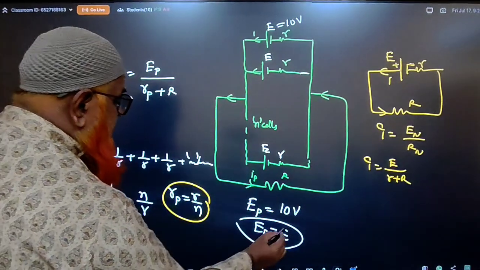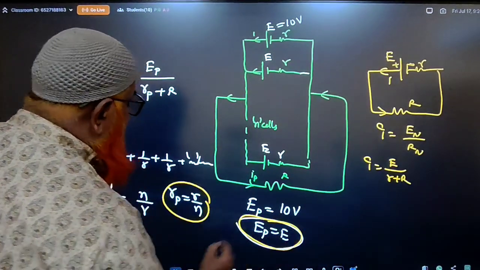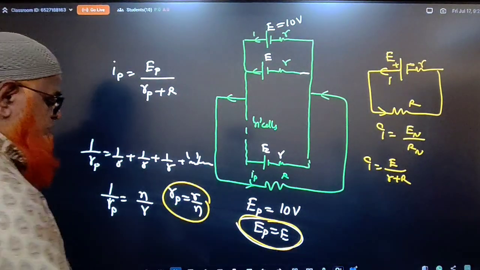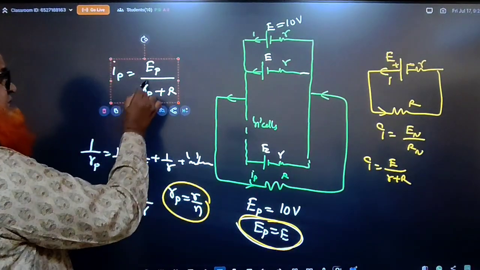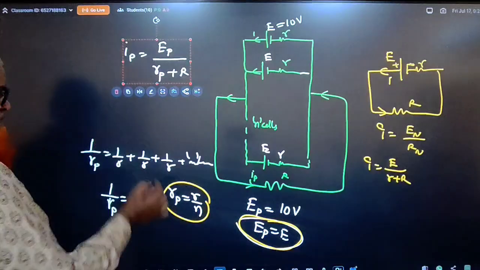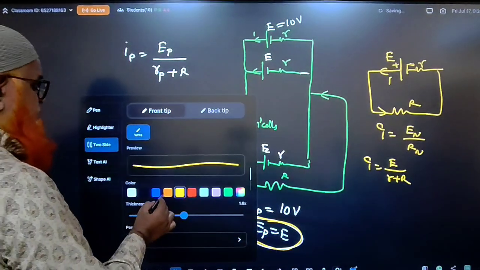And E parallel is going to be how much? Is going to be E. Hope you understood. You just do one thing, take this data and substitute here. Okay, take the data and substitute here. So finally, what is the result?